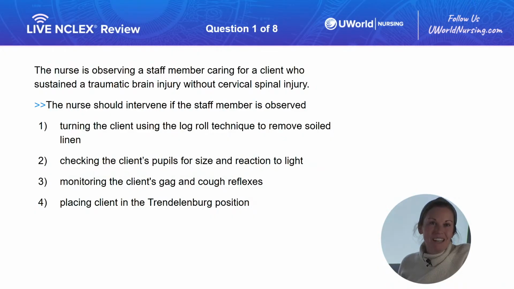All right, question 1. The nurse is observing a staff member caring for a client who sustained a traumatic brain injury without cervical spinal injury. The nurse should intervene if the staff member is observed. Option 1, turning the client using the log roll technique to remove soiled linen. Option 2, checking the client's pupils for size in reaction to light. Option 3, monitoring the client's gag and cough reflexes. Option 4, placing the client in the Trendelenburg position. All right, 30 seconds on the clock. Go ahead and drop those answers in the chat.